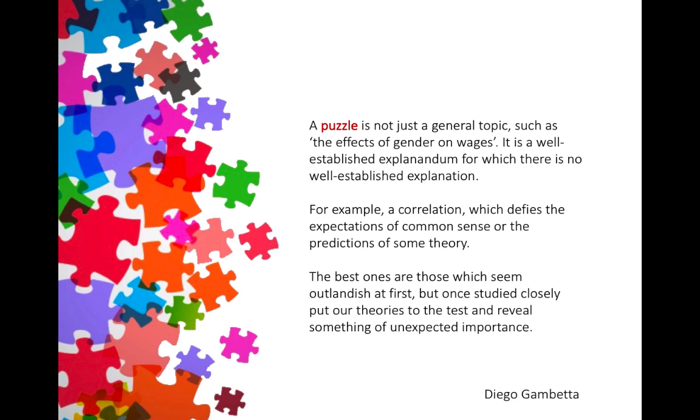A puzzle is a well-established explanandum for which there is no well-established explanation. Right? It's something that is there. We observe it in the real world. It's well-established. It's not just a fluke. It's there, but we don't really have a good explanation for it yet. For example, a correlation which defies the expectation of common sense or the predictions of some theory. Something that is odd, something that strikes you.